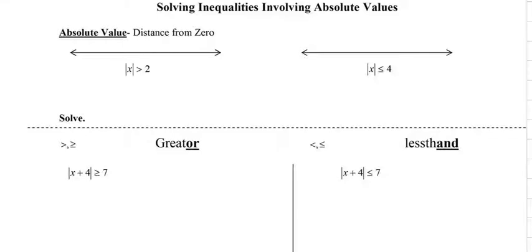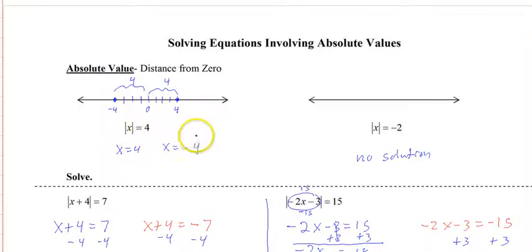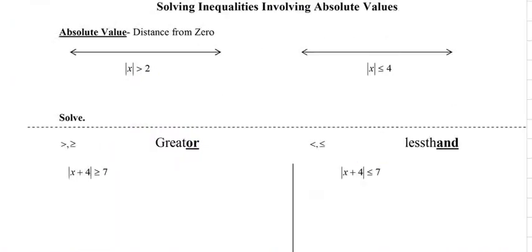Solving inequalities involving absolute values is very similar to equations in that we're going to get one positive and one negative, because absolute values will always turn the negative into a positive and keep the positive. So we're always going to get those two answers, one positive, one negative. But when dealing with an inequality, it's slightly different. So let's look and see what it's saying.